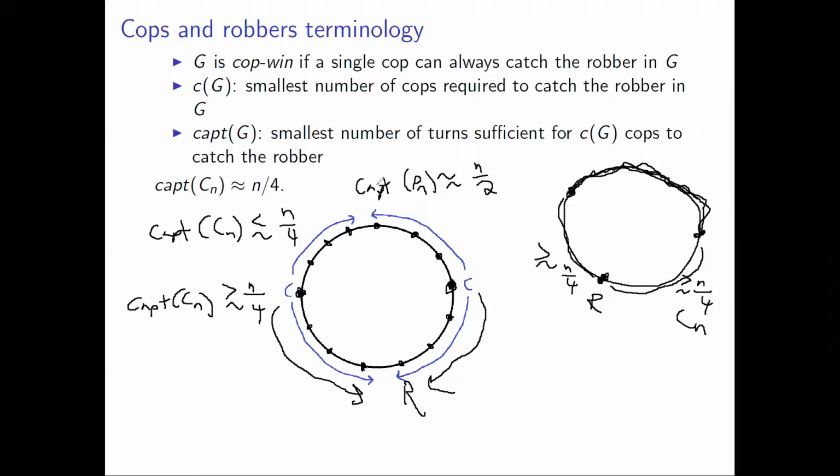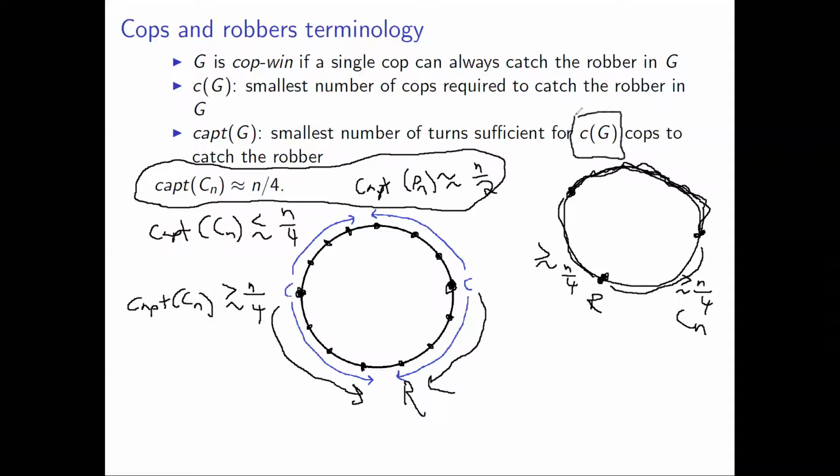Based on these capture times, if we ignored the number of cops, it might look like from these two facts that it's harder to capture the robber on the path than it is on the cycle, which is not really true. It's just that the definition of capture time is using different numbers of cops for the cycle and for the path. So for the cycle, we're using 2 cops. For the path, we're using 1 cop. So this is really what's causing the difference, the n over 2 versus the n over 4.